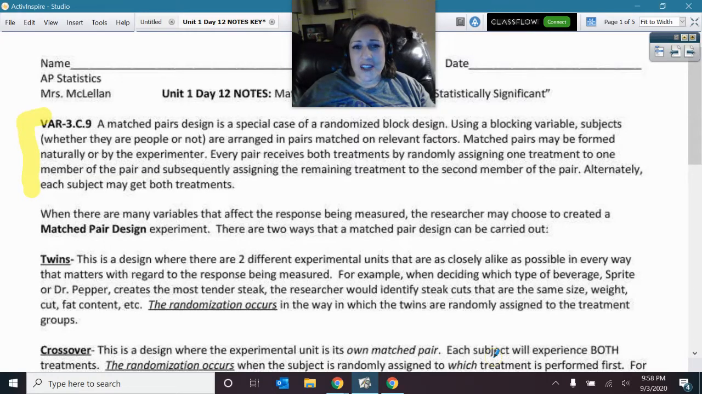All right, let's do our last lesson, I think, really of this unit. We've done the sampling methods, the bias, and then this is the third type of experimental design. It is called matched pairs.